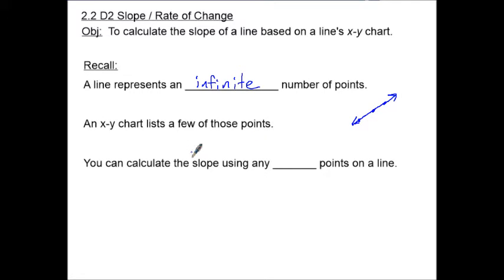Now when we did slope recently, we can calculate that slope using any 2 points on the line. So once we had that line, we could simply count up and over or use the coordinates of 2 points and figure out our slope. We're just going to extend that idea just a little bit here today.